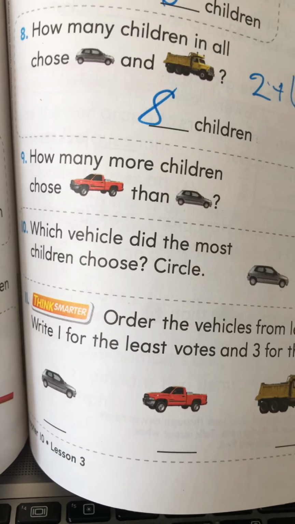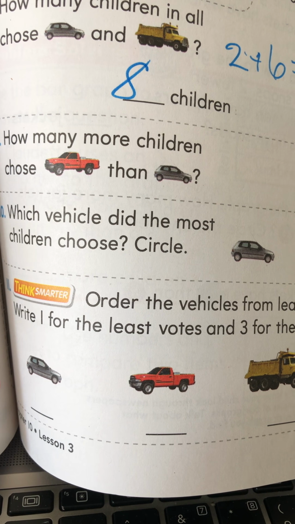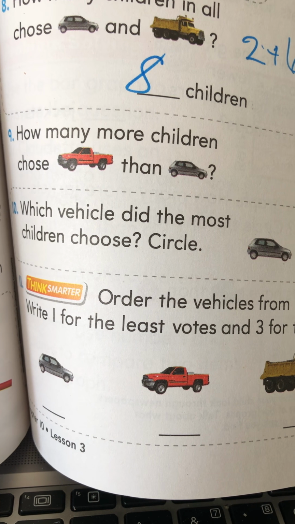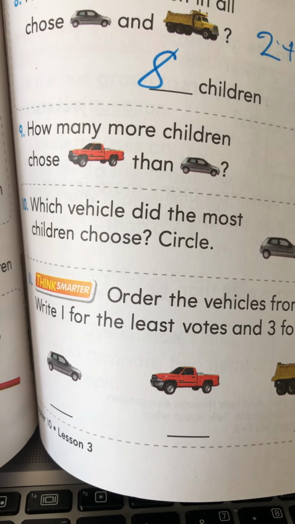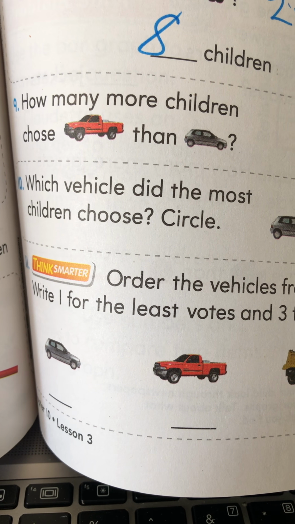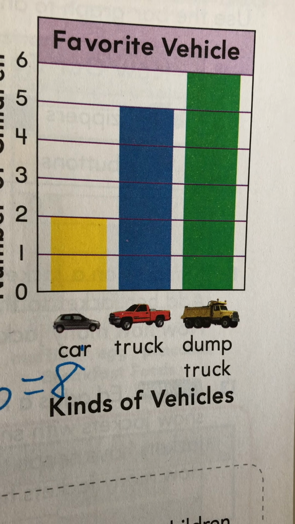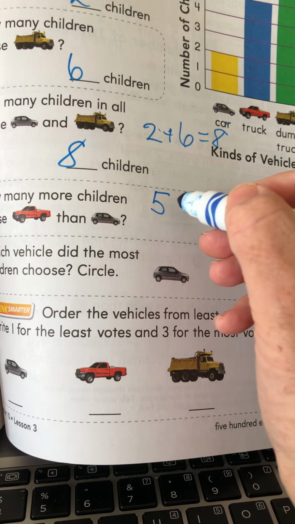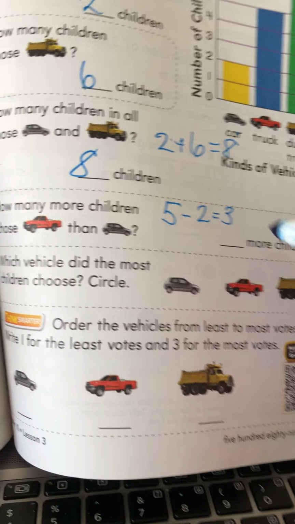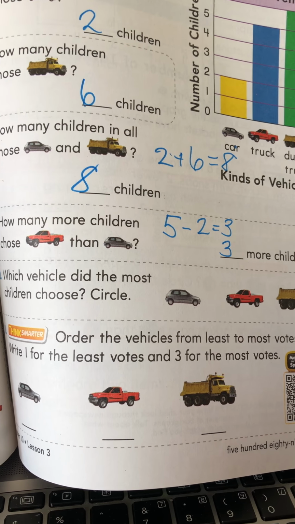Number 9, how many more children chose truck than car? Okay, how many more? Think about what we're doing there. Are we adding or subtracting when we have a how many more problem? Okay, that's right, we're subtracting. So we're comparing our truck and our car. Okay, so I had 5 truck and 2 car. So I'm going to make that into a subtraction problem. So that would be 5 take away 2 equals 3. Okay, so 3 more children chose truck than car.